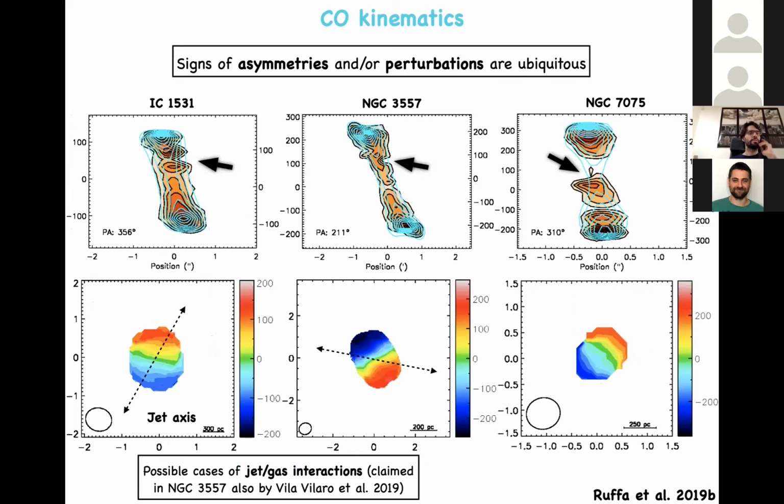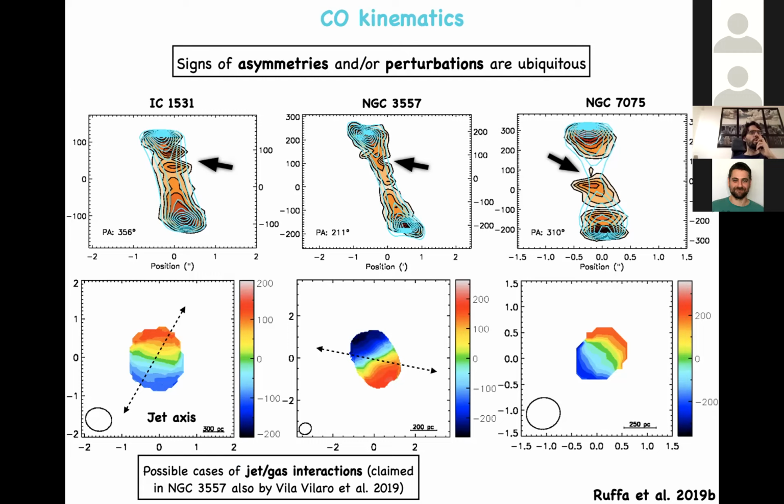Nevertheless, we observe in all the cases signs of asymmetries or perturbations, and here I show three examples. In all the cases you can see there are asymmetries, perturbations in the measured axis position-velocity diagram that are not reproduced by our kinematic model, overlaid here in contours, and the asymmetries are also observed at corresponding positions in the mean velocity fields.